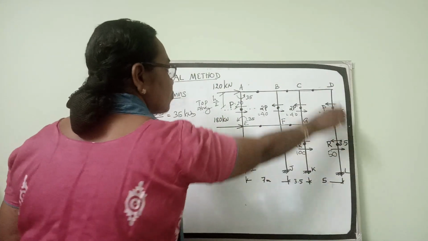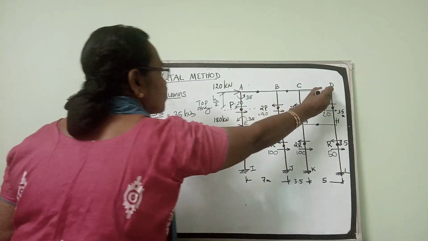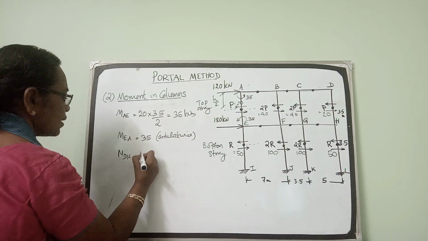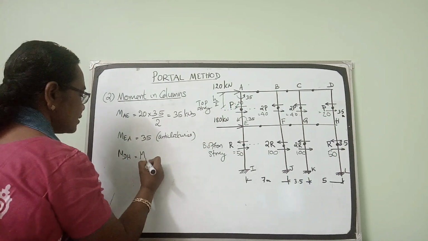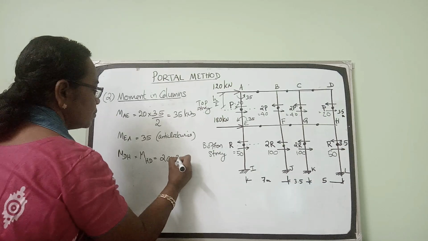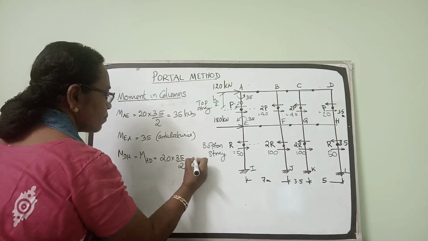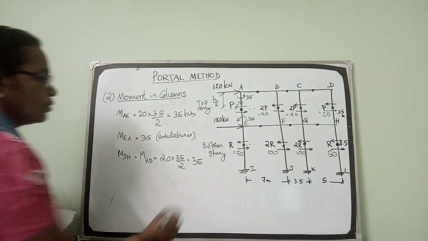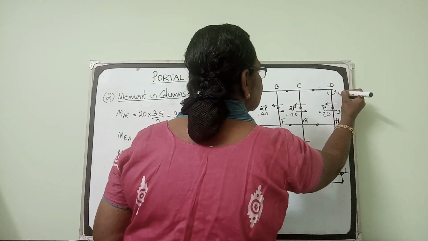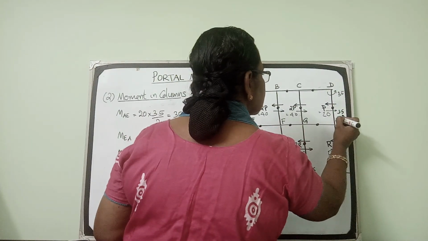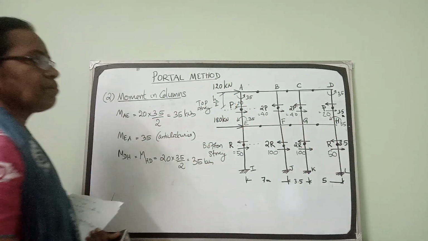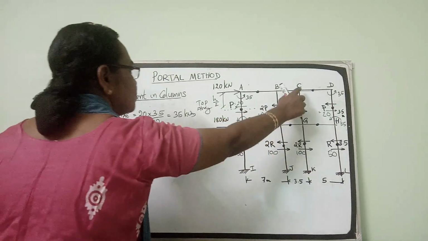Considering the outer column DH in the top story, the moment in column DH will be the same as the moment at the end HD. Both of them will be equal to 20 into 3.5 by 2, 35 kilonewton meter. So the moment in the outer column is 35, here also it is 35, here also anti-clockwise 35.